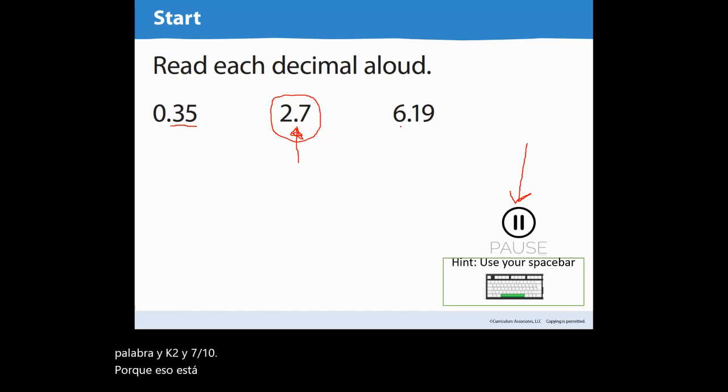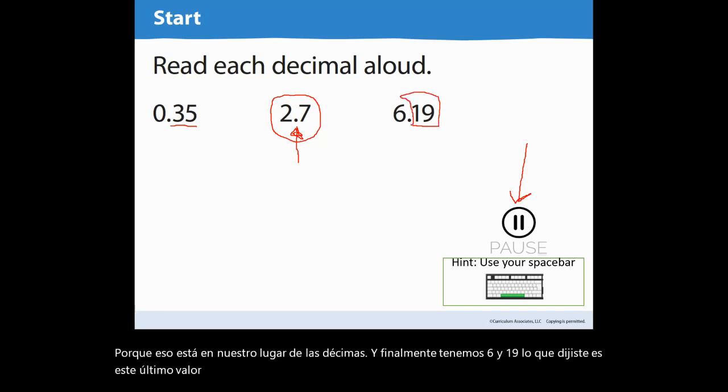And finally, we have 6 and 19. What did you say as this last decimal place value? 19 hundredths, because that last digit is in the hundredths place. If you didn't remember that, don't worry, we are going to keep working on that today.